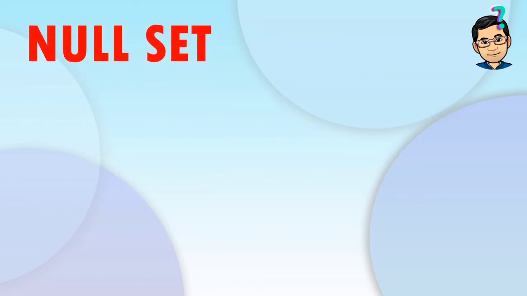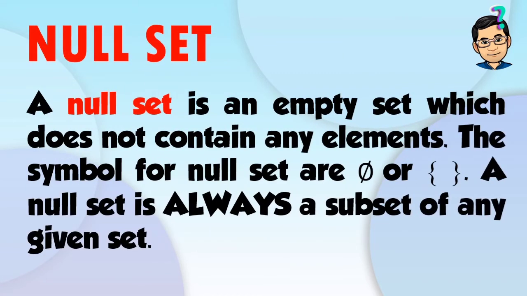So, a null set. A null set is an empty set which does not contain any elements. So, wala siyang elements. Kahit isa. The symbol for null set are, ayan, yung O na may slash or yung empty braces. A null set is always a subset of any given set.